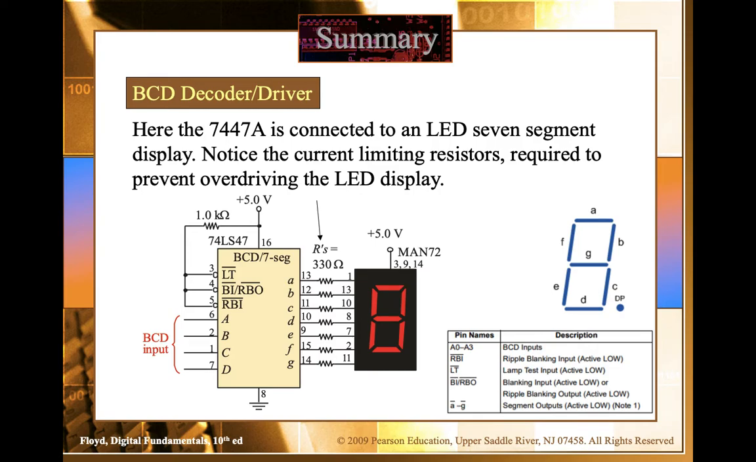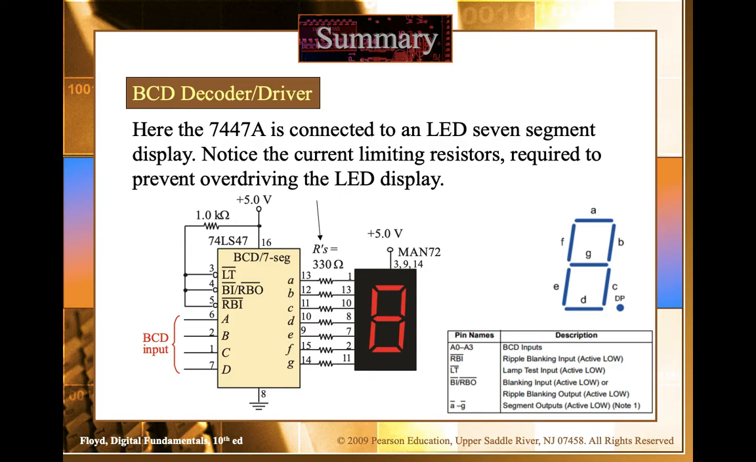Okay, so this is the connection of the 7 segment display with this IC. Notice that the current limiting resistor is required to prevent overdriving the LED display. So we have these current limiting resistors here, connected between the 7 segment and the IC.